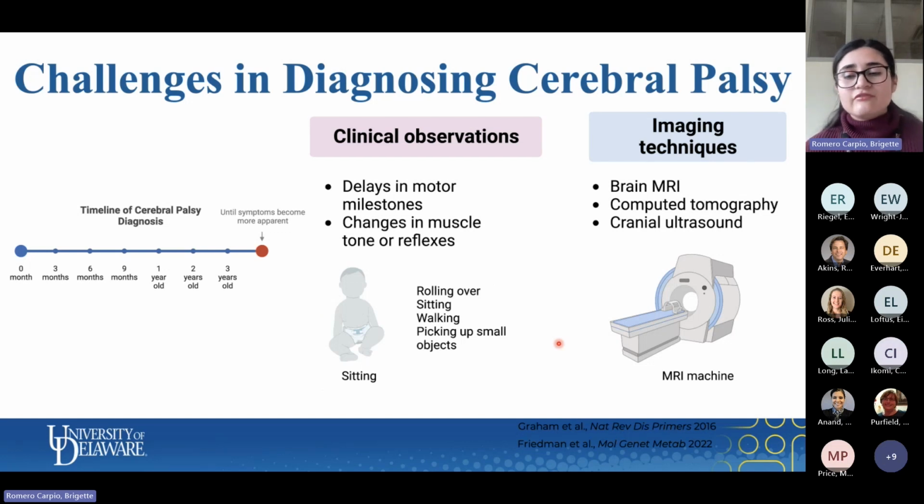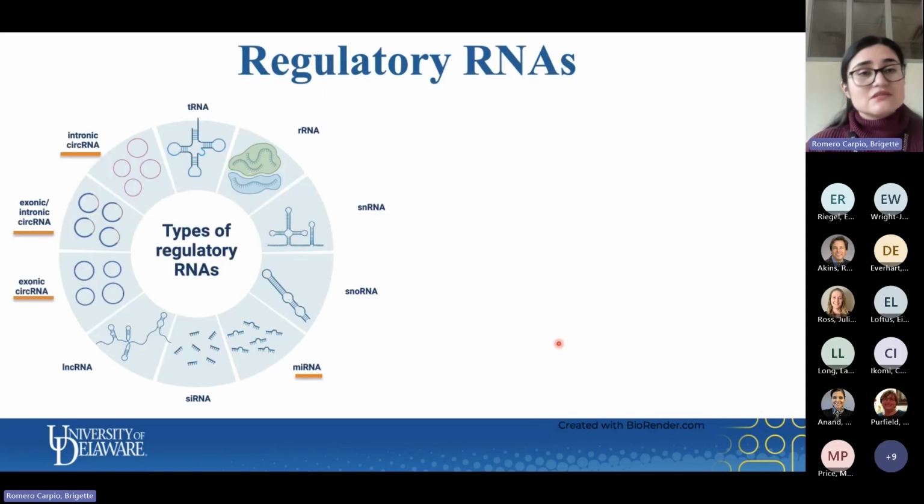And during this journey of finding a new diagnostic method, we came across regulatory RNAs. These regulatory RNAs have been shown to play important roles in various other diseases, including musculoskeletal disorders, and they are potential candidates with roles in CP that are just beginning to be appreciated. These regulatory RNAs are approximately 98% of the RNA family, and they come in different shapes. But for today's presentation, I just want you to focus on circular RNAs and microRNAs.